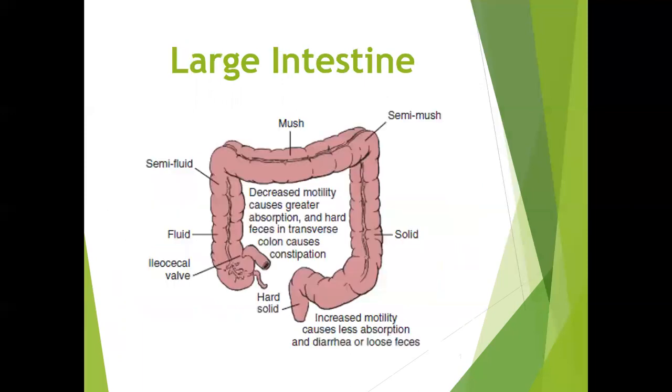Okay. Large intestine. So, as food product comes into the large intestine in the form of chyme, it is a fluid-like substance. So it comes through that ileocecal valve from the ileum into the cecum, and it begins to go through this process of water reabsorption. It compacts the stool, makes the stool firmer, and typically, by the time you are producing a stool, it is a hard solid. So we see it comes in as fluid, turns into semi-fluid, mush, semi-mush, solid, and then hard solid. It's important to note that decreased motility causes greater absorption.